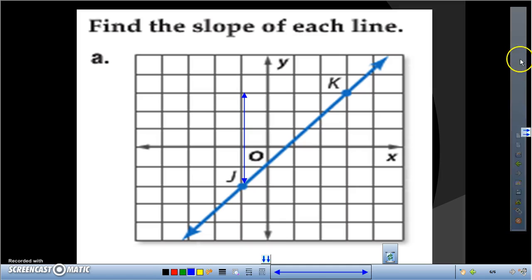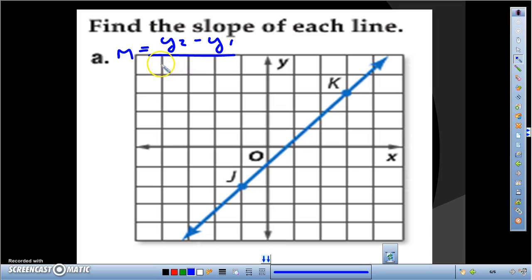Okay, so in this case, my rise would be a positive 5. And then I'm going to go from here to the right 1, 2, 3, 4 units. Okay, so my run, since I'm going to the right, would also be a positive 4. And this is counting your rise and your run. Okay, then we also have the option of using our slope formula, our y2 minus y1 divided by x2 minus x1.